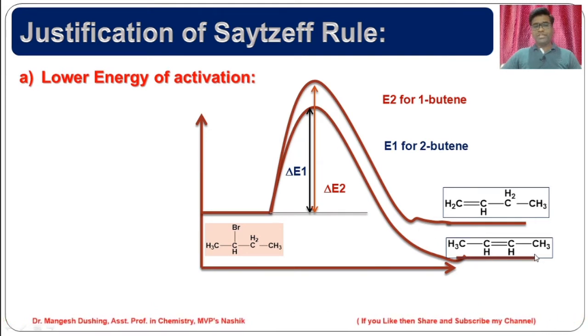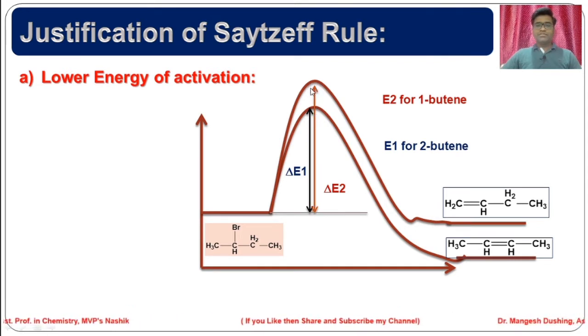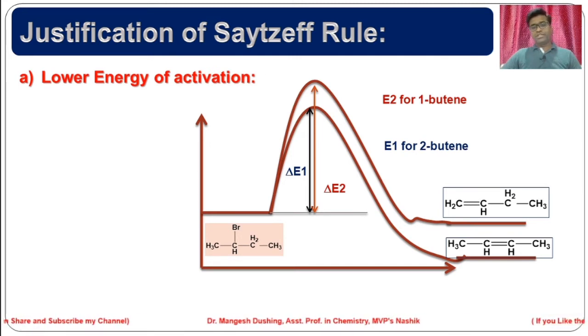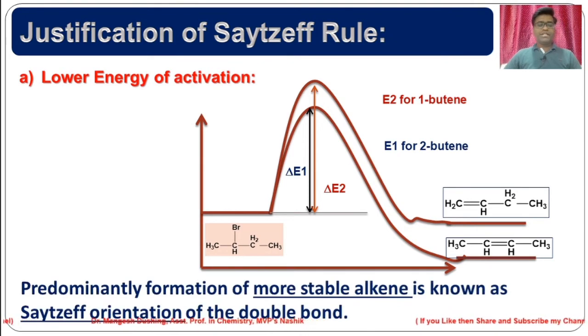While in the case of the less substituted transition state, that is for 1-butene, it requires higher activation energy, and the transition state energy will be higher. So 1-butene is obtained as a minor product because more energy of activation is required. So predominant formation of the more stable alkene is known as Saytzeff orientation of the double bond. When the more substituted alkene is obtained as the major product, that is called Saytzeff orientation.